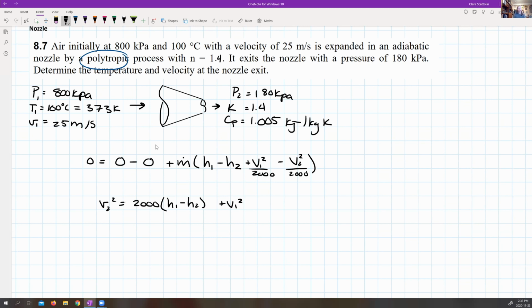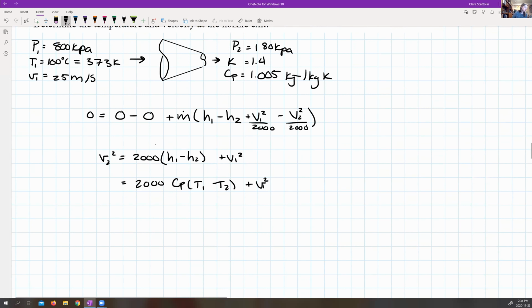And because I don't know the enthalpies, I am going to rewrite this in terms of temperature. So then I get Cp times T1 minus T2 plus V1 squared. However, I don't know the temperatures either. I don't know my T2. So at this point, my V2 is unknown and my T2 is unknown, which is a little bit unfortunate. So I'm going to have to jump to my polytropic process in order to be able to solve for that.